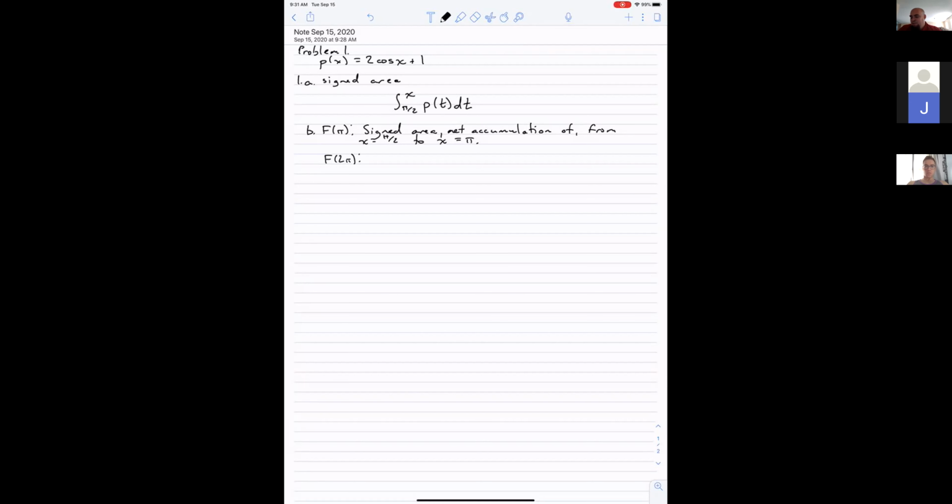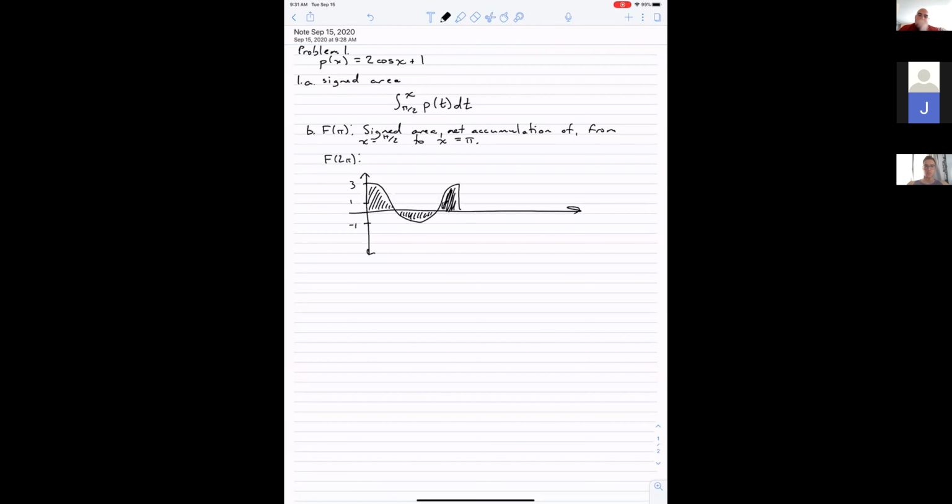So signed area, so think about what happens when the integral, so let's just do a rough sketch of what this curve looks like. 2 cosine x plus 1, so it starts at 3. Centers at 1, goes down to -1. So it sort of looks like that, right? So this area will be positive or negative? Positive. How about this one? Negative. And then this one will be positive again.